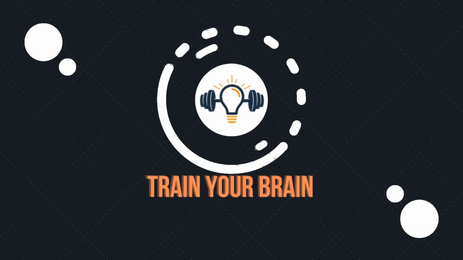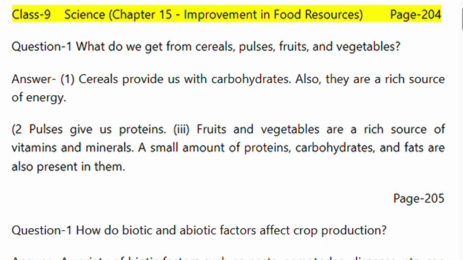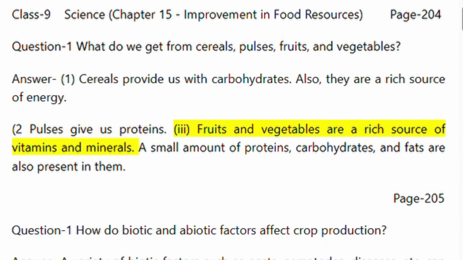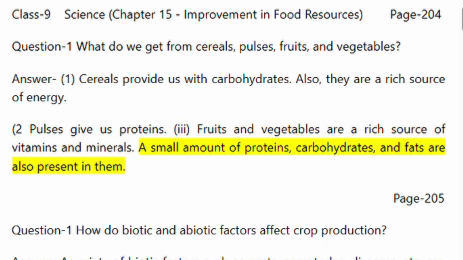Class 9 Science, Chapter 15, Improvement in Food Resources, page 204. Question 1. What do we get from cereals, pulses, fruits, and vegetables? Answer. 1. Cereals provide us with carbohydrates. Also, they are a rich source of energy. 2. Pulses give us proteins. 3. Fruits and vegetables are a rich source of vitamins and minerals. A small amount of proteins, carbohydrates, and fats are also present in them.